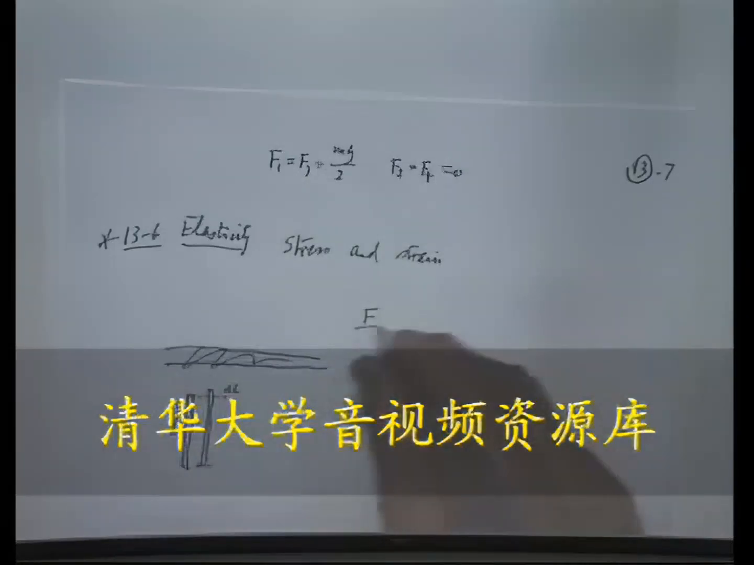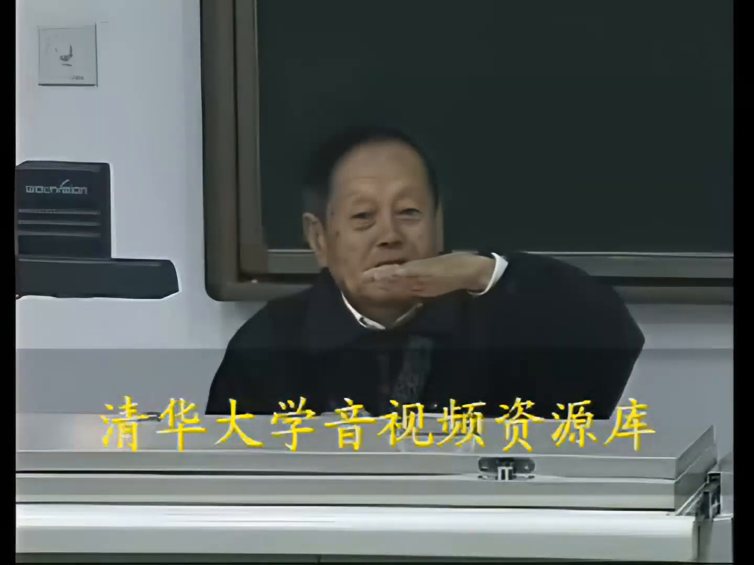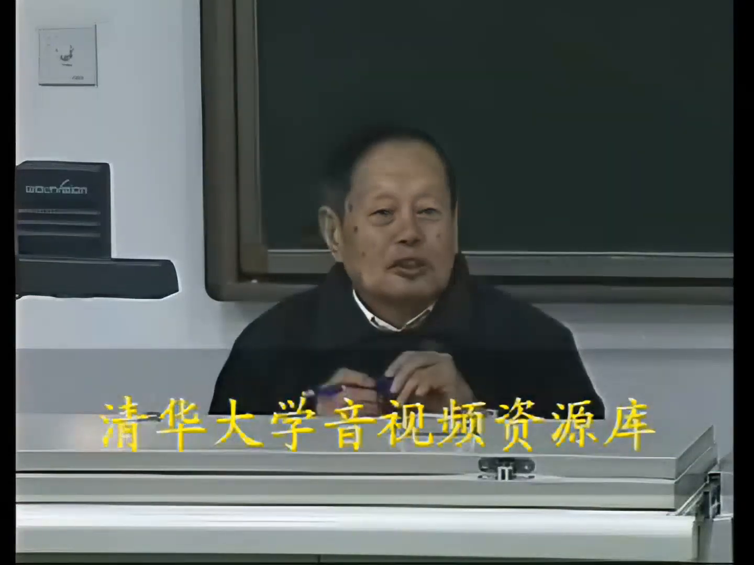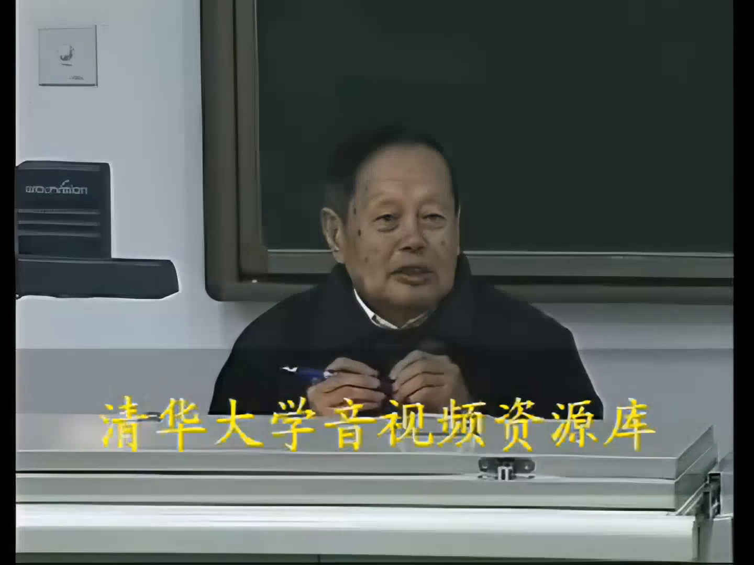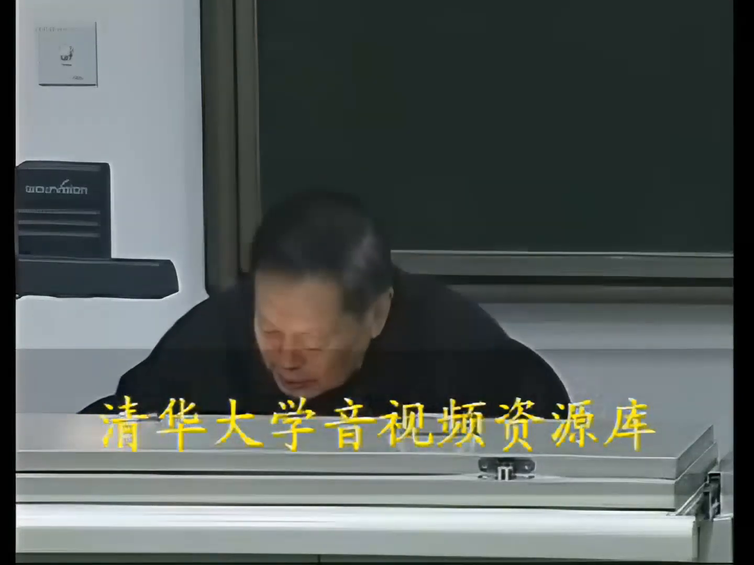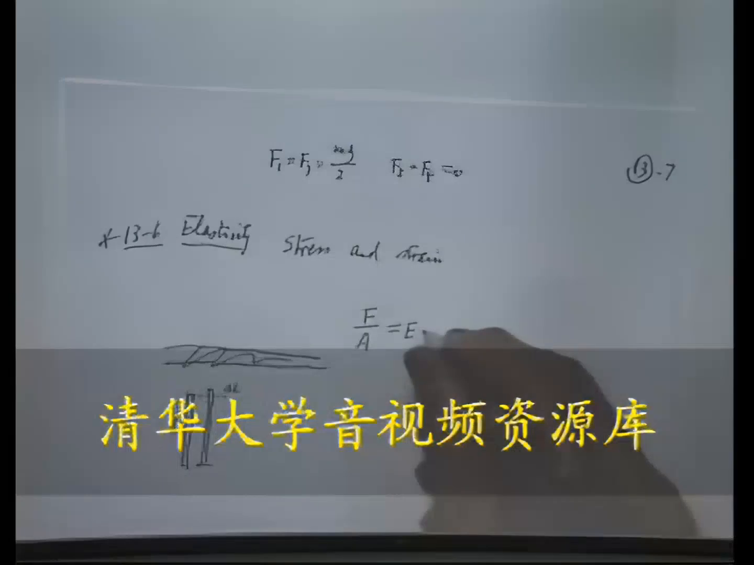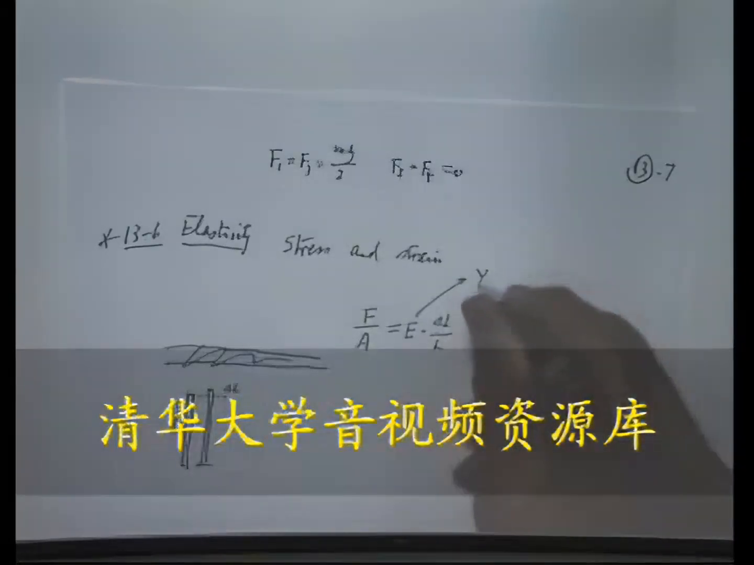Then the force is always proportional to the area. If it's a steel cable or a steel rod, if you stretch it, the thicker the rod, of course, the larger the force. So it's the force per unit area that's important. Force per unit area is equal to a constant, which is called Young's modulus, times delta L over L. This is called Young's modulus.